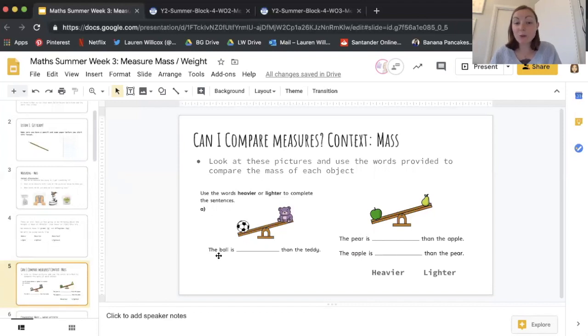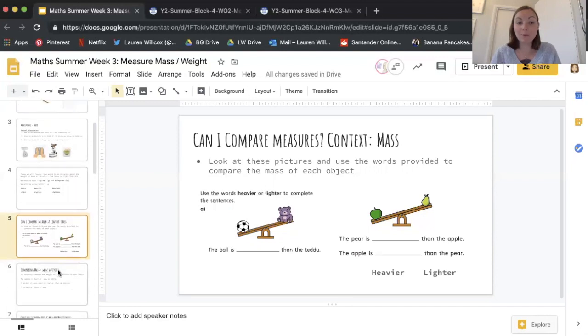Excellent, well done. So the ball is heavier than the teddy, because on the balance scale here you can see that the ball is at the bottom here, so we know that it's tipping the teddy up. Here the pear is lighter than the apple because it's at the top here, it's tilting that way, and the apple is heavier than the pear. So we can also say the teddy is lighter than the ball.